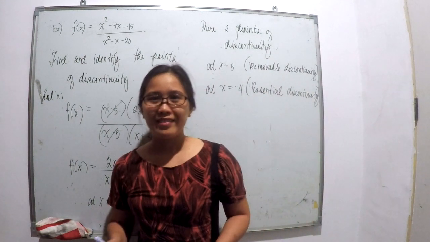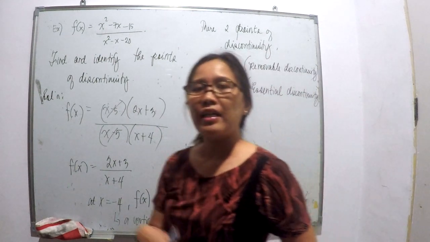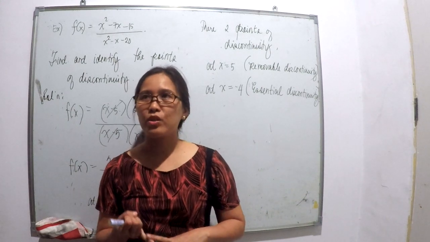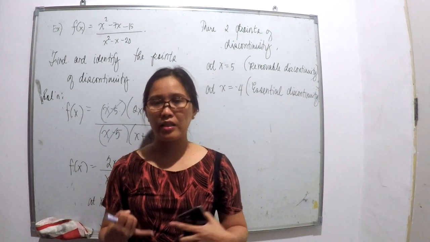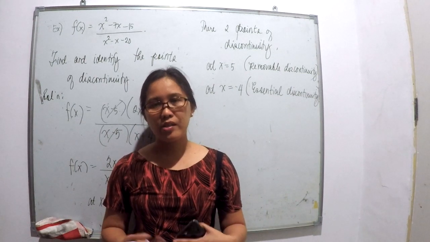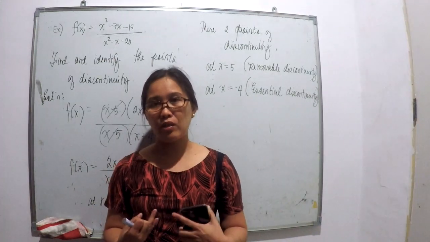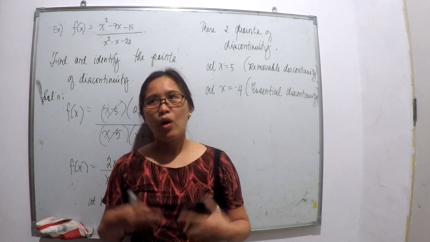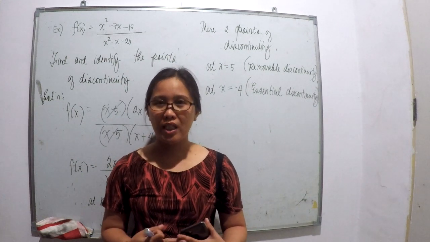Okay? So these are types of discontinuity. Again, let us recall there are four types of discontinuity. First, we have the jump discontinuity, wherein the left hand and the right hand limit are not equal. Next is the point discontinuity. When can we say that it has a point discontinuity? If f of a, the function value, is not equal to the limit of f of x as x approaches a. The third one is the essential discontinuity. We can say that there is an essential discontinuity if the function has a vertical asymptote.